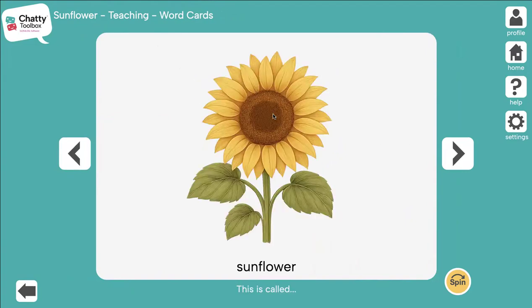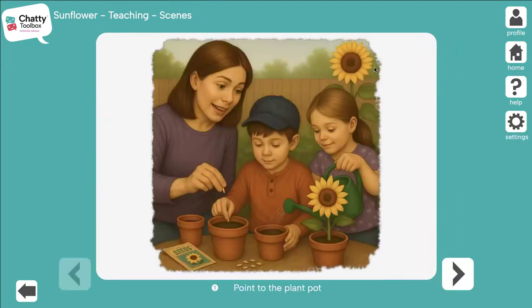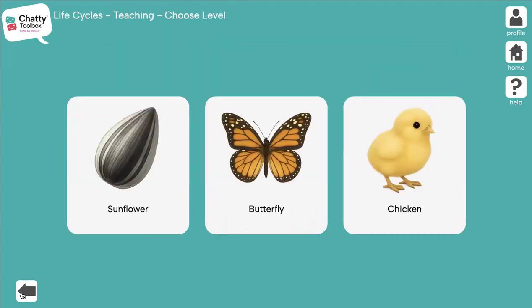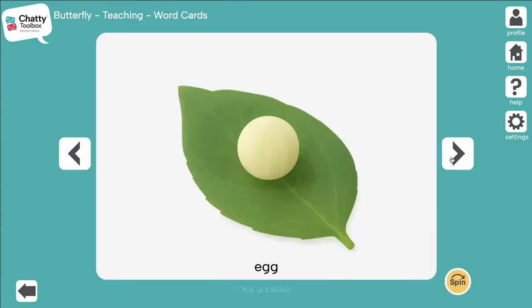Seedling. Sunflower. And you've got your vocabulary cues there. And then a nice scene. So just a nice one for discussion with blank level questions again. And the games as usual. Butterfly, there's your vocab. You can look at those in the big form.